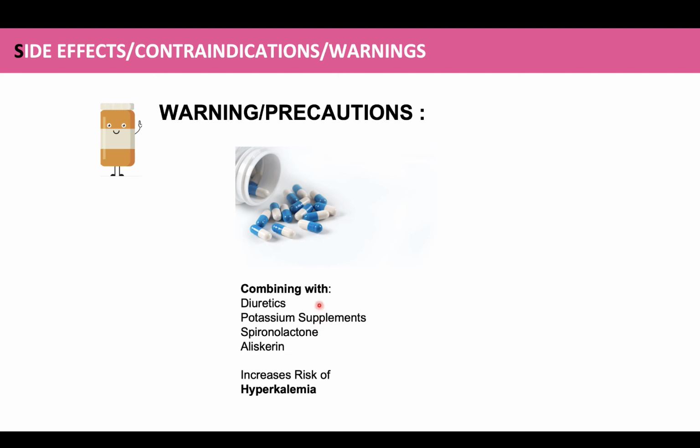So we commonly see patients on a diuretic such as furosemide, and at the same time, they are given a potassium supplement to replace the potassium that has been lost from using furosemide. So this will put the patient at risk because it is a potassium supplement and the ARB by itself increases potassium. So this can cause hyperkalemia.